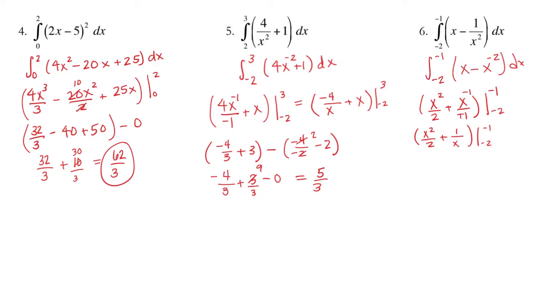And so here, plugging in negative 1, squared is going to give me 1, and then plus, but 1 over negative 1 is going to give us minus 1. Now plug in negative 2, we're going to have 4 over 2, and then we're going to have minus 1 over 2. All right, so let's see, we've got a 1/2. That's going to give us negative 5/2.